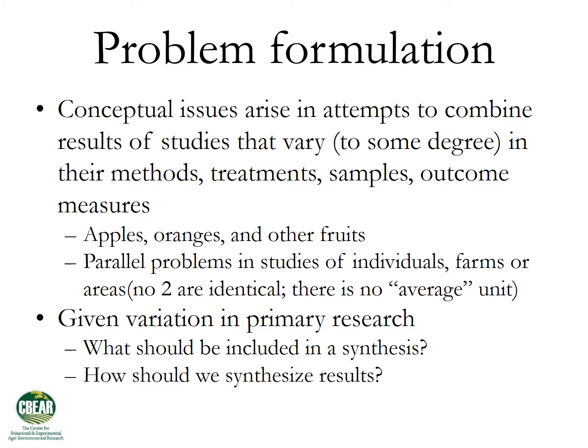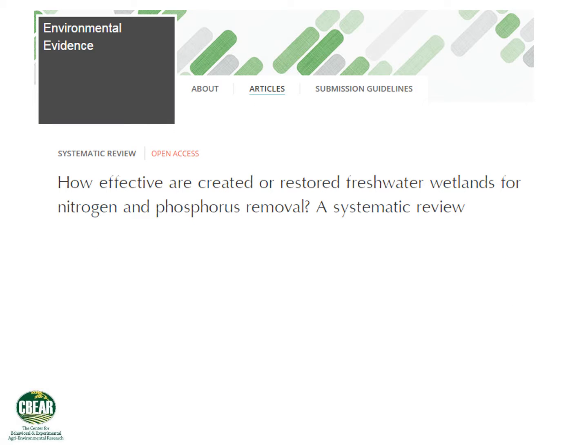And you've got to decide, given that variation, what's going to be included and how you're going to synthesize the results. So I'm going to give you a concrete example. I didn't really cherry pick it. I just went to the journal called Environmental Evidence. It's a new journal that publishes systematic reviews in the environmental arena, and I picked the most recent publication at the very top of the list when they're posting recent publications. It's about how effective created and restored freshwater wetlands are for nitrogen and phosphorus removal, a systematic review.